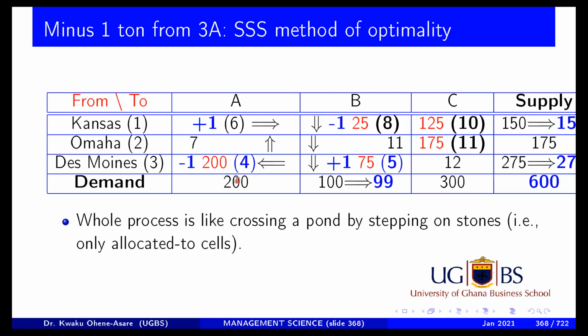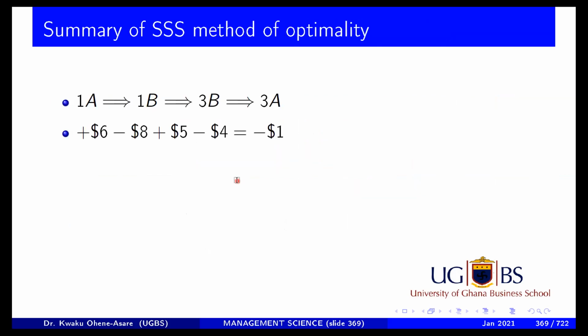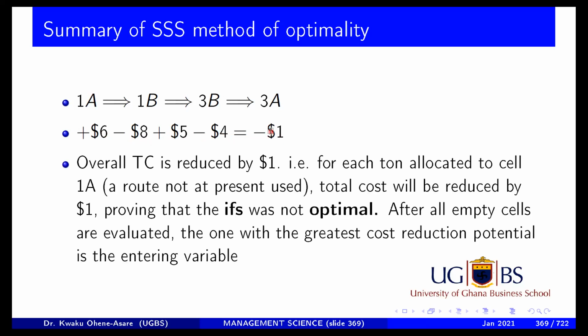Okay, so now how do you obtain the minimum cost? Well, first of all, look at it. We are from 1A, we move to 1B. From 1B, we come to 3B. From 3B, we go to 3A. That's it. Okay, and the dollar amount there, we added +6, -8, we added +4, and then we did -4. So eventually, we have subtracted $1 from our overall cost, and that has still balanced the thing. So overall, the total cost is reduced by $1.